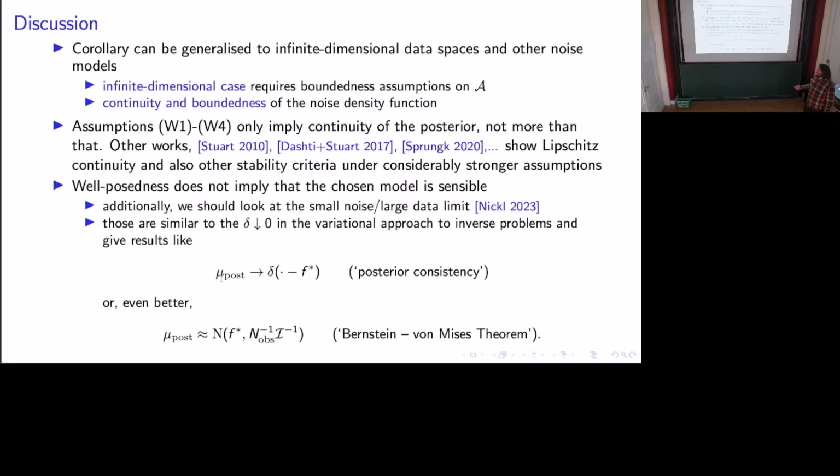But there are many statistical questions that you can ask. What happens if the noise disappears, for instance? Do you find the actual F? Do you converge to a Dirac at the actual F if there's no noise, if there's more data? Even better, do you get a Bernstein-von Mises theorem? So is the posterior approximately Gaussian around the true parameter, which is something we would often want to see. And this is all not included in the well-posedness statement.